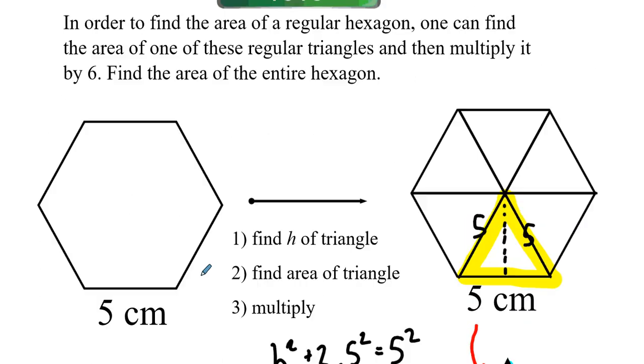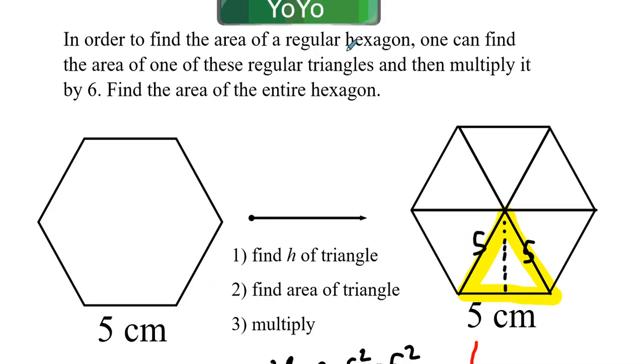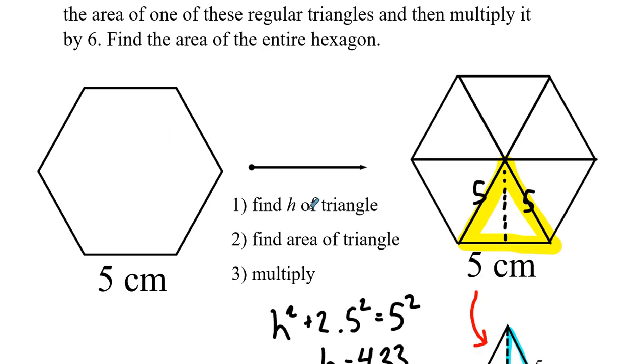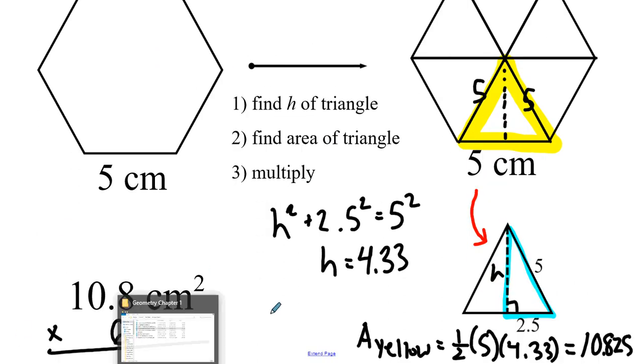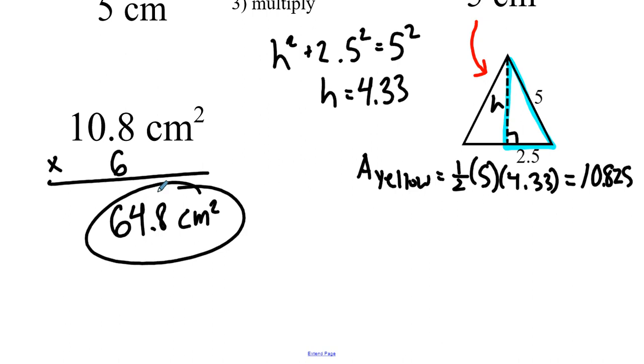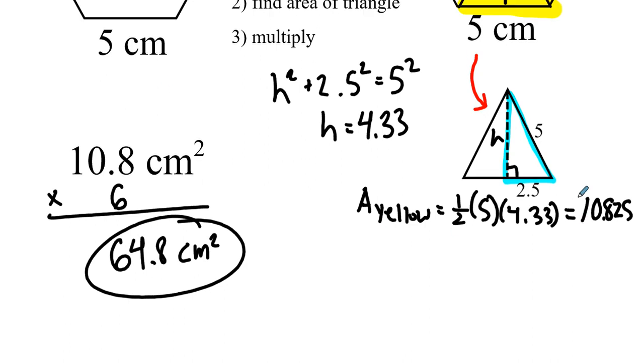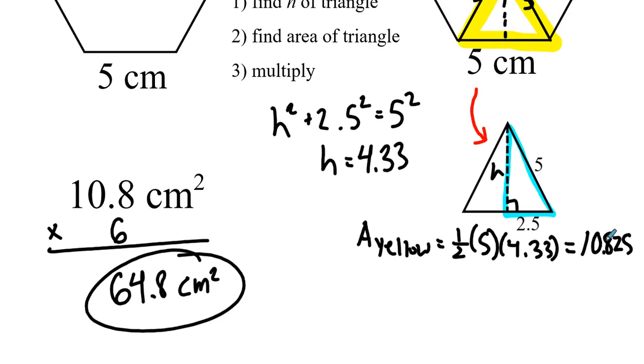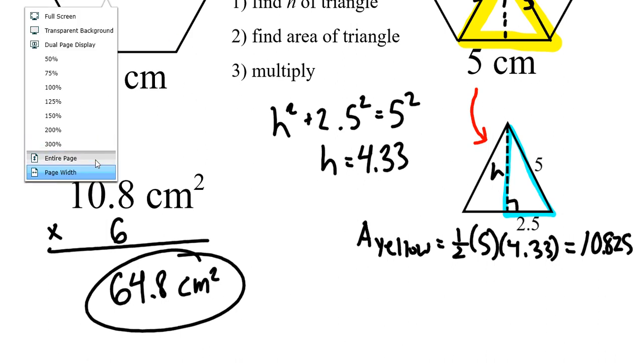But what would the original question say? In order to find the area of the regular hexagon, I want to find the area of one of these regular triangles and multiply it by 6. Find the area of the entire hexagon. So the entire would be 10.8 times 6. So the total would be 64.8 centimeters squared, because the area of just one of those triangles was 10.8 centimeters squared. So multiply by 6 because it's a hexagon. There's 6 triangles in there.